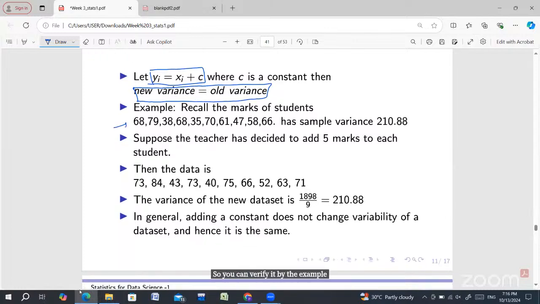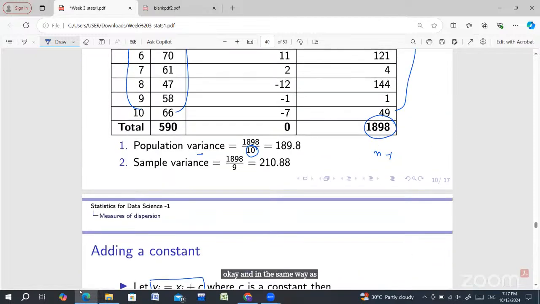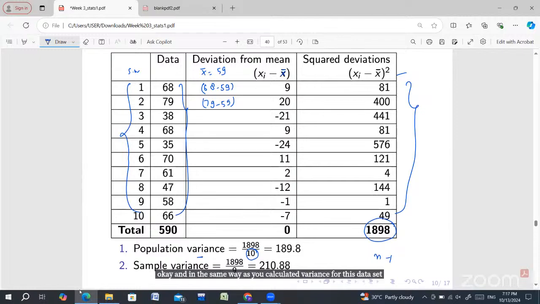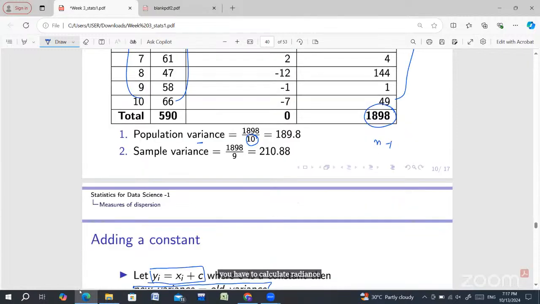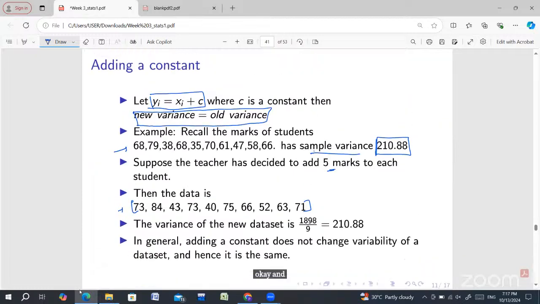So this is your first data set, and we have calculated the sample variance, and it is 210.88. Now we have added 5 to each data point, so this is your new data set. In the same way as you calculated variance for this data set, you have to calculate variance for this data set also, and you will see that there will be no change in the variance.